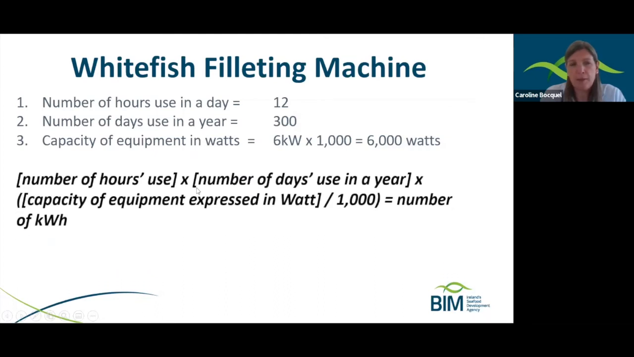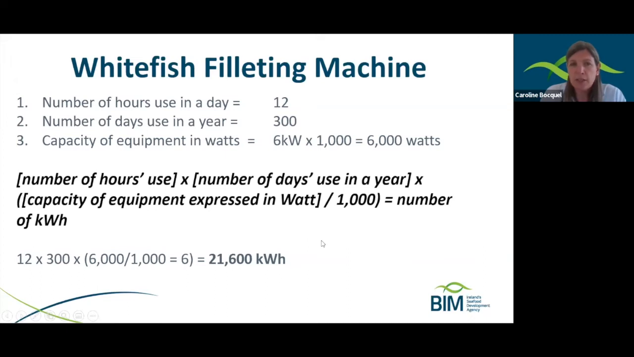Putting that into our formula, we have 12 hours use multiplied by 300 days, taking the capacity in watts of 6,000 divided by 1,000 is 6, and that gives us 21,600 kilowatt hours. And that is what we would put in as the number.